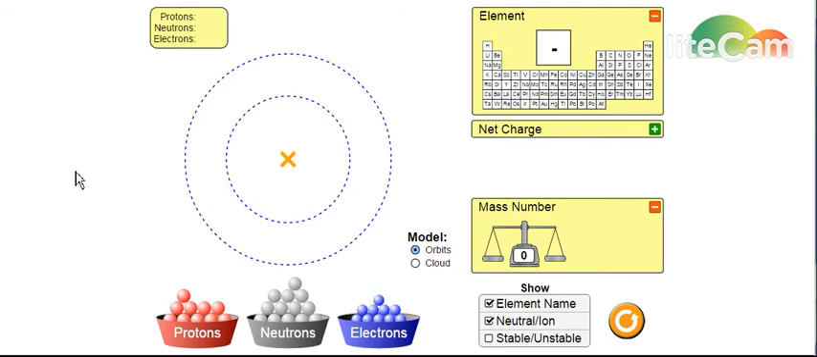Switch back to your Build an Atom simulation. You can pause this video if you need a minute. Helium has 2 protons. Let's put them in. 1, 2, and we can see as we added the protons, we changed elements here. With 1 proton, we had hydrogen. But when we put in the second proton, that turned into helium, which is what we wanted.